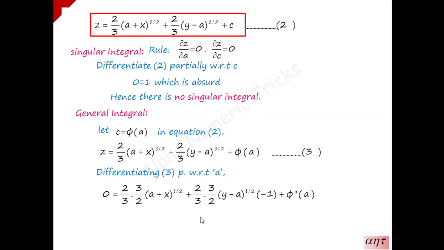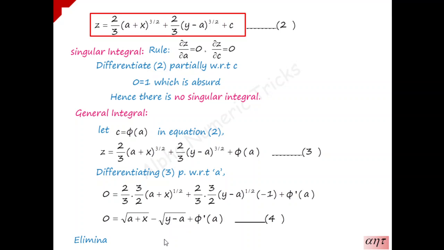You have to conclude your result. No need to simplify further because we don't know the function phi of a. After you simplify this, the 3 gets cancelled, the 2 gets cancelled. So root of a plus x minus root of y minus a plus phi dash of a is present. Number that equation as 4. After that we can conclude the answer, because there is no need to simplify phi of a and all, as we don't know the term. That is, we need not eliminate this a because we don't know phi of a.